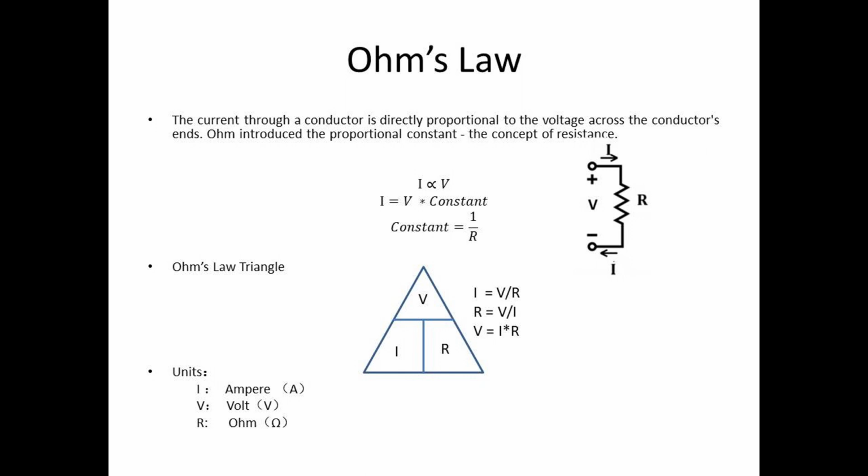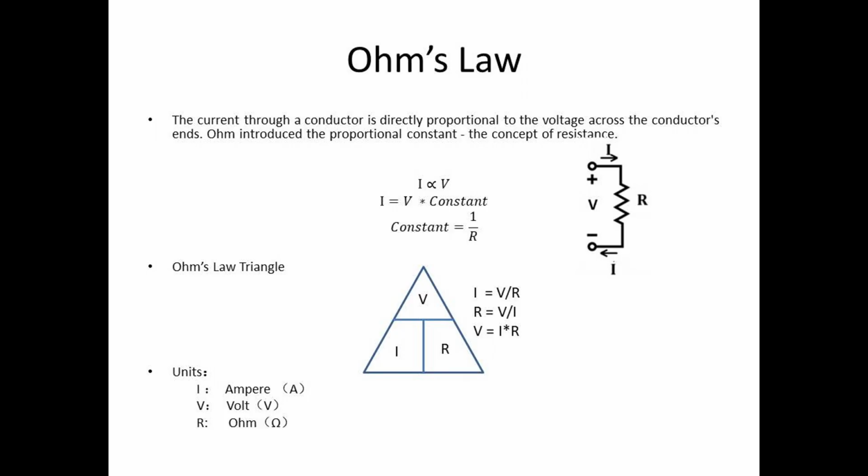Simply put, Ohm's law tells us that voltage equals current multiplied by resistance. More specifically, at a constant temperature, the current through a conductor is directly proportional to the voltage across the conductor's ends. Ohm introduced the proportional constant in the concept of resistance.